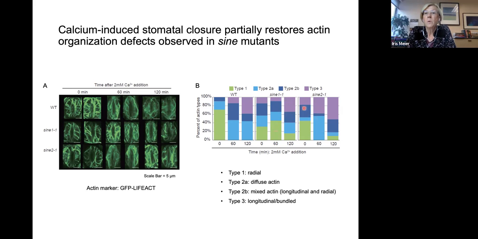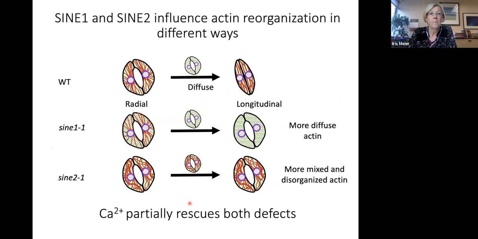And SINE2 was mostly dark blue in the ABA assay, and it also goes through less dark blue here, and it reaches the purple longitudinal state. So we interpret this, and again, we quantified it, as a partial rescue of the actin reorganization by calcium, which again places our SINE proteins, and I should have said this earlier, upstream of the actin reorganization, but it places calcium between the SINE proteins and the actin reorganization from these data.